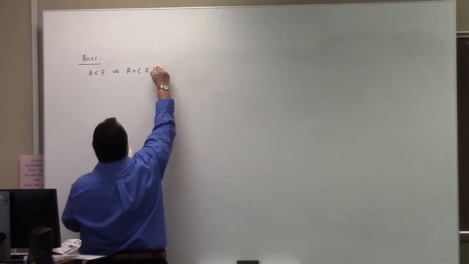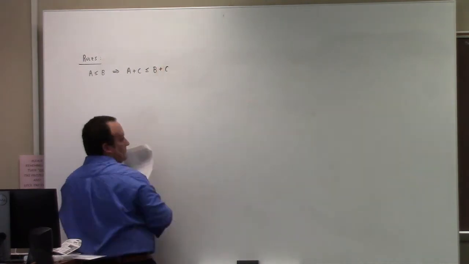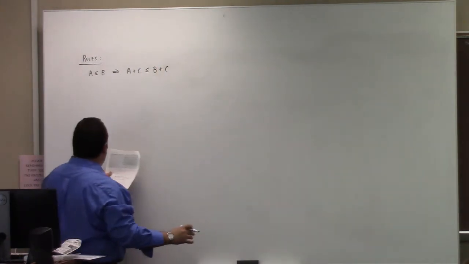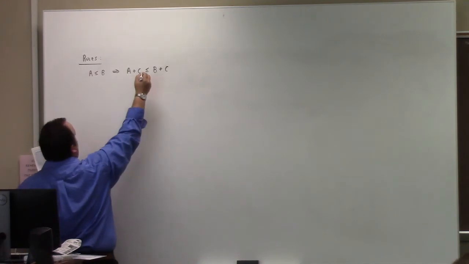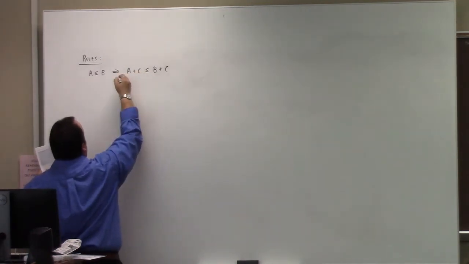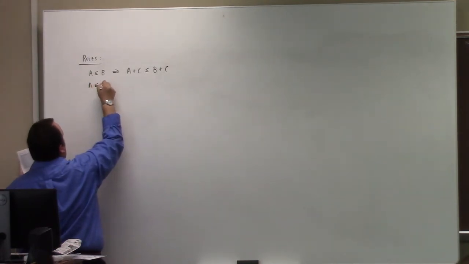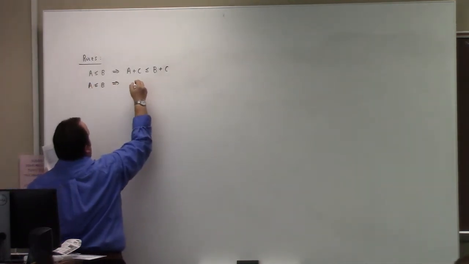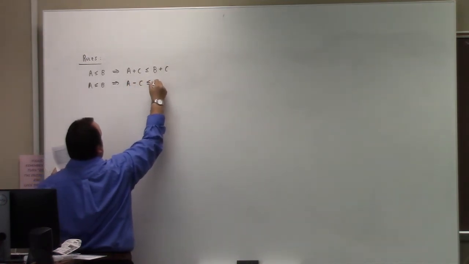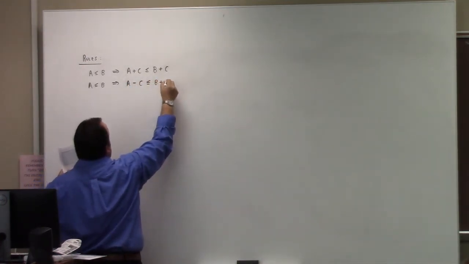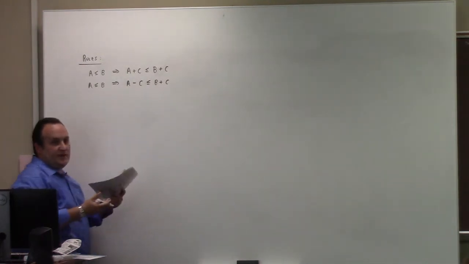So the point is we can add the same quantity to both sides of an inequality without changing it, right? We could also subtract, right? What if instead of having less than or equal to, we had greater than or equal to? Would these both be true? These would still both be true, right? So you can do the same for greater than or equal to.